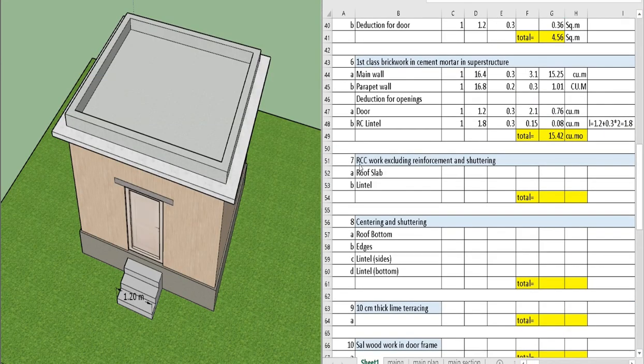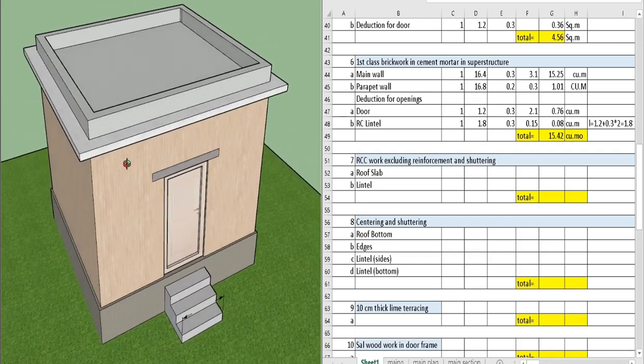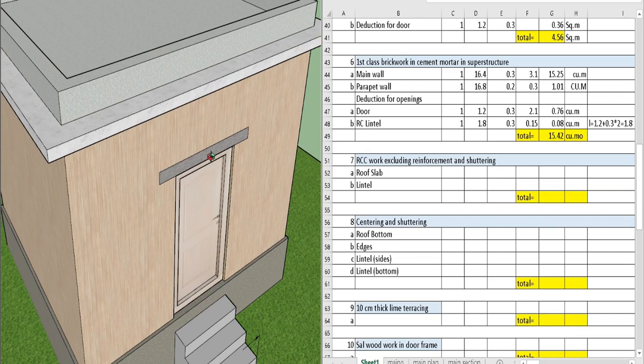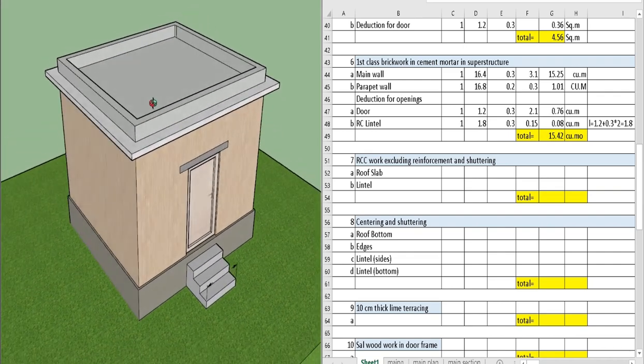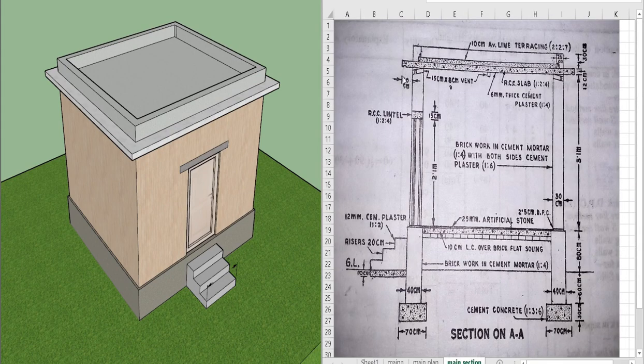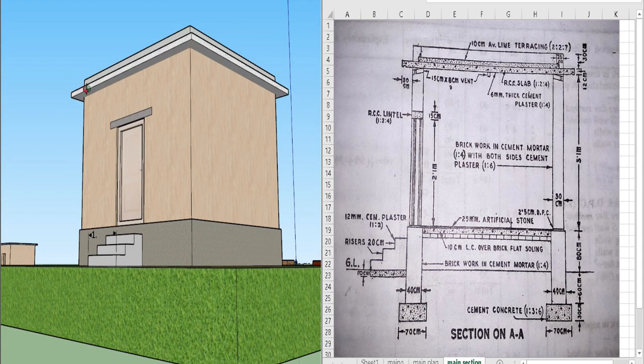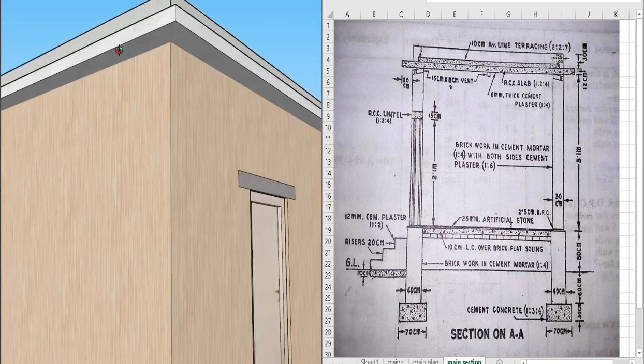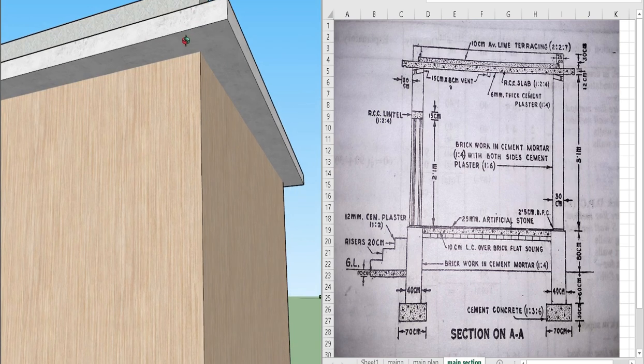So our next step is to do the RCC work excluding the reinforcement and shuttering. It means that we have to provide the reinforcement in this slab and in this lintel. So for this we need to calculate this total length and breadth of this slab portion. From this section we can see that this RCC slab is 30 centimeter from this wall, and same in this wall also. That means it has 30 centimeter projection on all sides. Here is also 30 centimeter projection, and here also 30 centimeter projection.